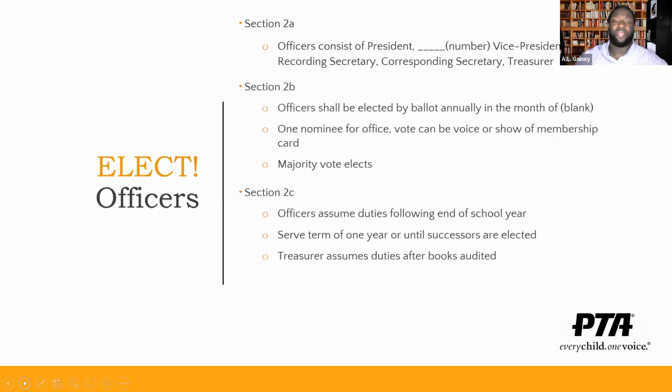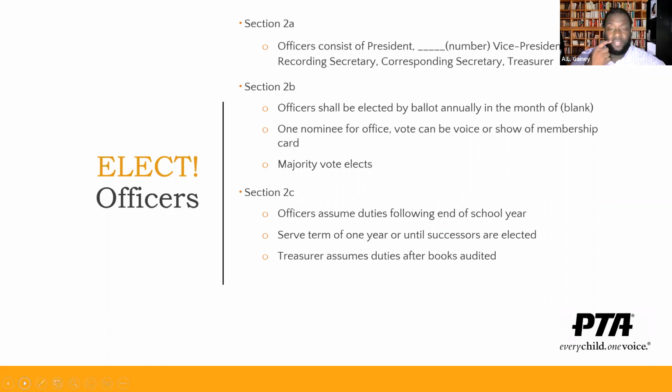However, Section 2A outlines who those officers are. It's a president, vice presidents, recording secretary, corresponding secretary, and treasurer. Now, the stipulation is there that all officers shall be elected by ballot annually in the month of, and in your bylaws, it will stipulate when that month is. That month also coincides with another space in the bylaws that calls for your annual meeting. So that is during the annual meeting of your PTA or PTSA.